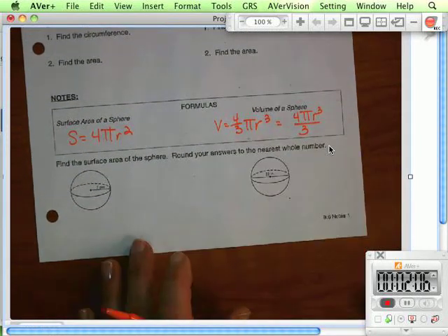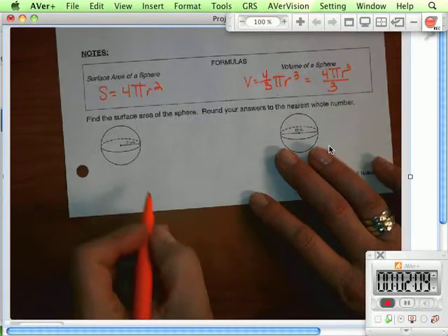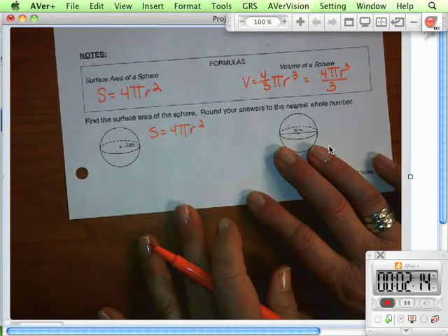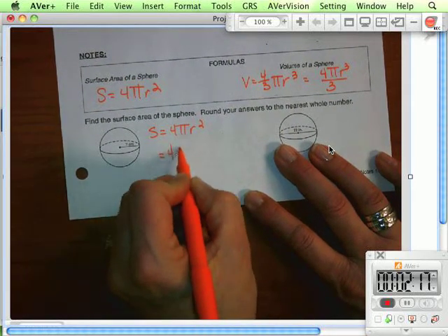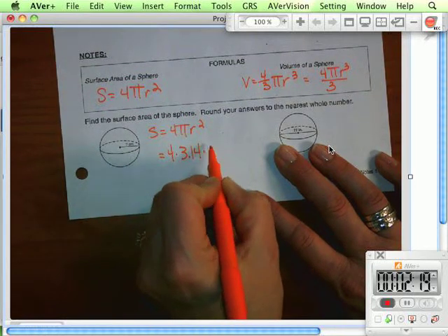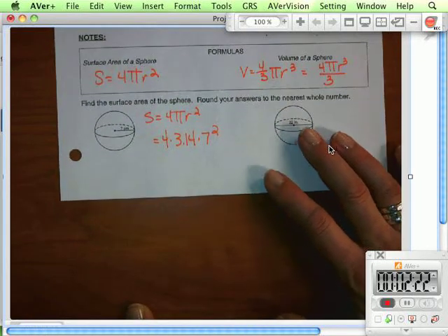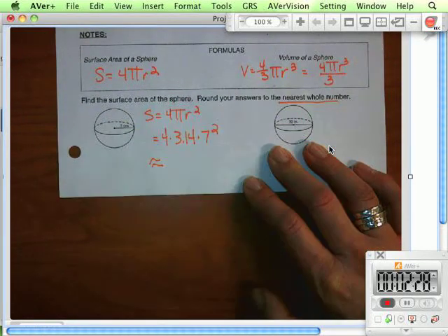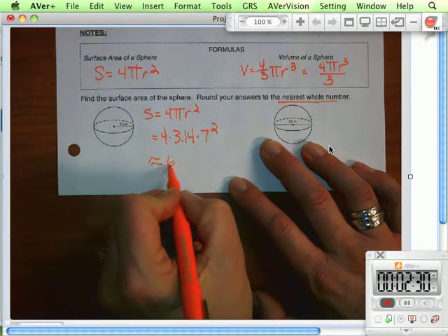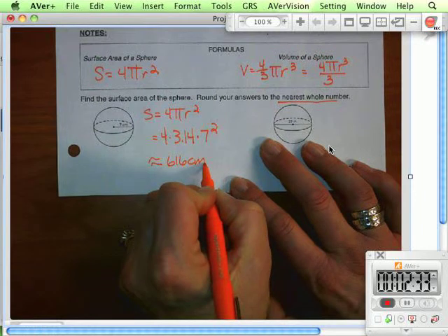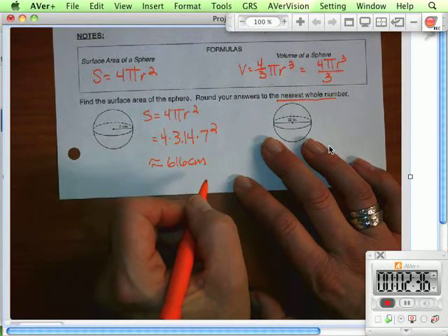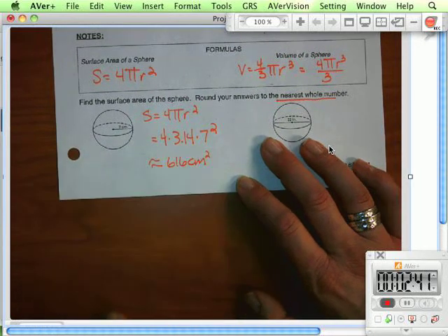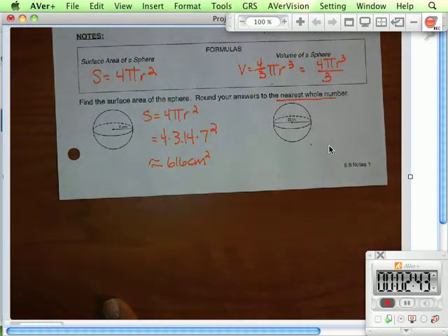Okay, let's work with these two, surface area and volume. So surface area equals 4 pi r squared. I'm going to plug in what I know. I'm going to use 3.14 for pi. The radius is 7 squared. And then you just do the math on your calculator and you round your answer to the nearest whole number. So it's 616 centimeters. It's area, so it's centimeters what? Area is always going to be squared. No matter what kind of area you're talking about, it's squared. Two-dimensional.